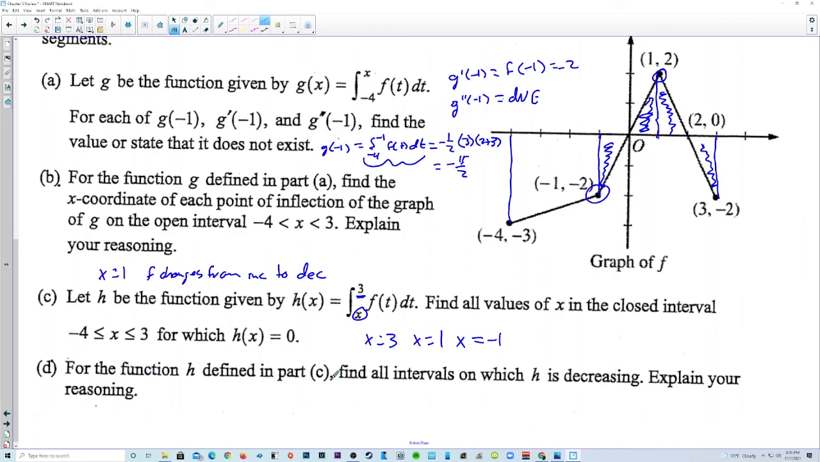For the function h defined in part C, find all intervals in which h is decreasing. Explain your reasoning. H of x is equal to, well, let's make it -3 to x of f of t dt. So we're going to switch 3 and x and just make the integral negative. So h prime of x is equal to the derivative of this, which is negative f of x. And so h is decreasing wherever h prime is negative. And h prime is negative when f is actually positive. So f is positive from 0 to 2. So 0 to 2.